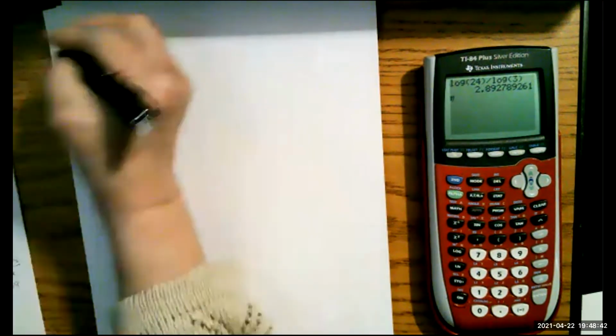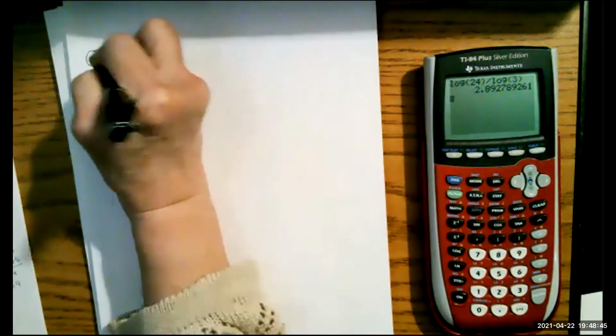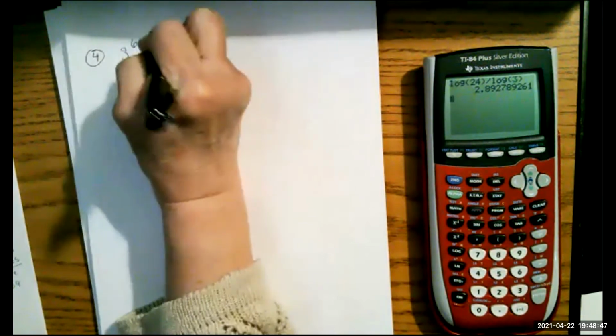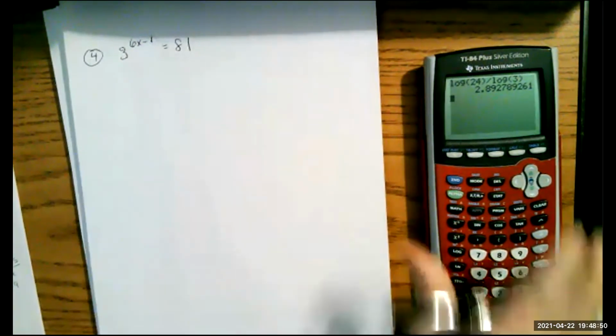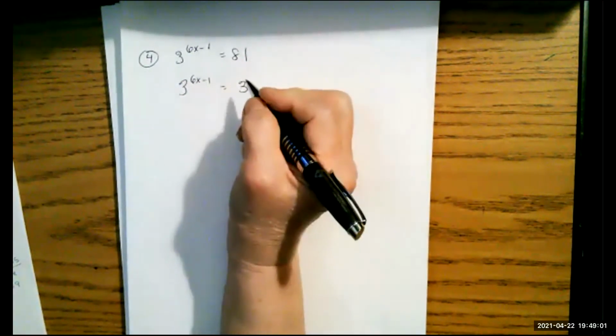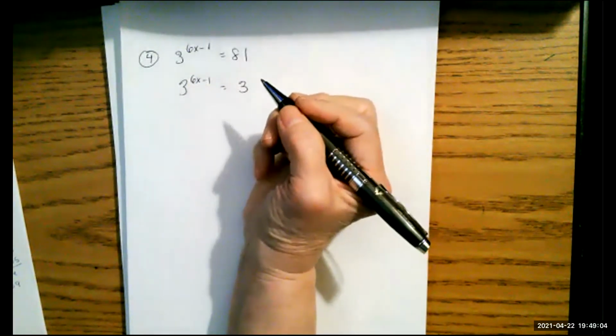All right, let's do number 4. We have 3 to the 6x minus 1 equals 81. And so now we're back down to doing this with the same base. So 3 to the 6x minus 1. And what did we say 81 was? To the 4th. Okay, once your bases are the same, you can set your exponents equal. And we'll have 6x equals 5, or x equals 5/6.